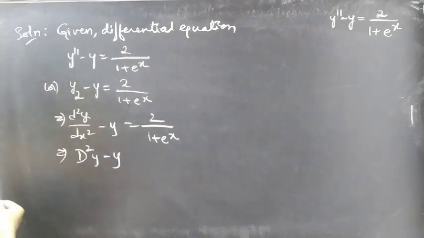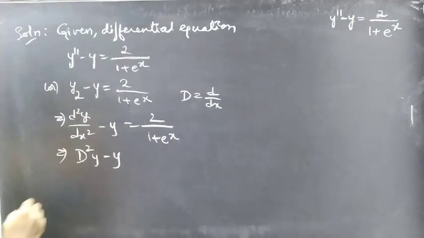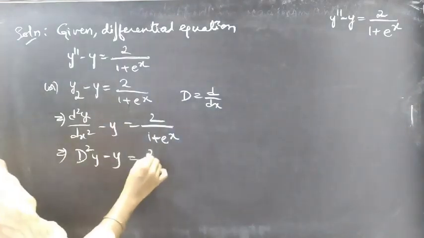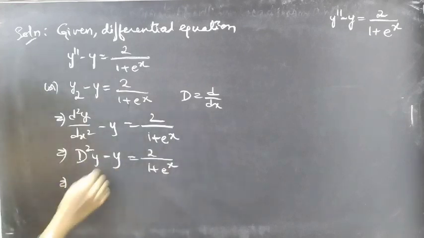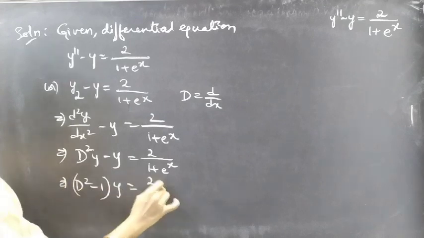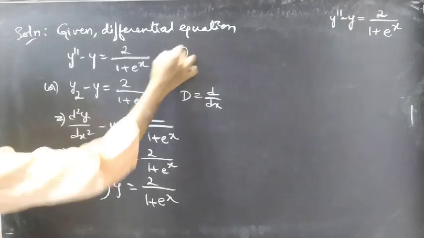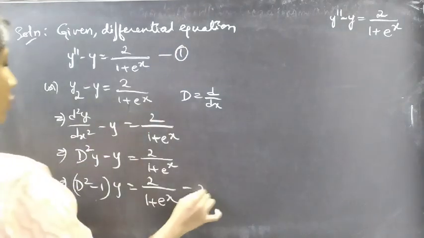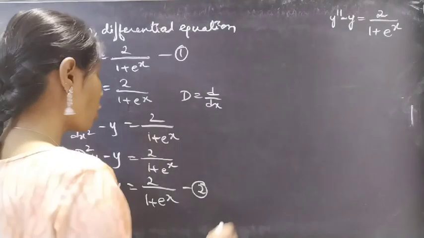We'll get d square y, since d equals derivative with respect to x. Here d is a differential operator, right? Now take y common from these two terms. We'll get d square minus 1 into y equal to 2 by 1 plus e power x. Consider the first equation as equation 1 and this as equation 2, the equation in operator form, as equation 2 for our convenience. Okay, and here equation 2 is in operator form.